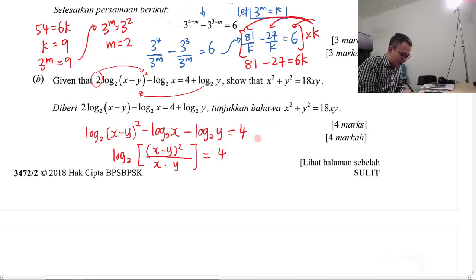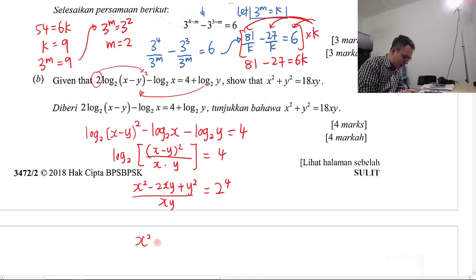So then the next thing I will do is I will just expand it. If I expand this one, I will get x squared minus 2xy, and then plus y squared, and then bottom is just xy, and log 2 I move to the other side, I will get 2 power 4. Alright, so then I almost got the answer. This is x squared plus y squared, then minus 2xy I move here. This one's 16. 2 power 4 is 16, you should know. 16 multiplied xy should be 16xy.